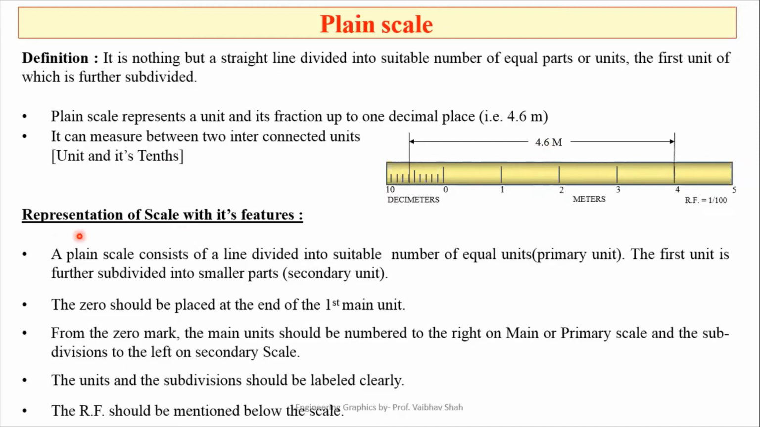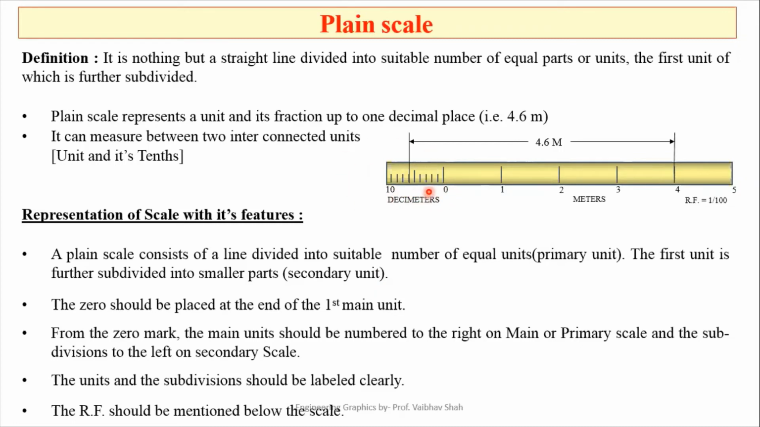Now representation of scale with its features. How to represent the scale? Plane scale consists of a line divided into suitable number of equal units called primary units, like 0, 1, 2, 3, 4, 5. So 0 to 5 are your primary units, or your main unit. The main unit is your meter. Before your decimal place 4, we'll be defining it by meter. Now the first unit is further subdivided into smaller parts, or a second unit, or subdivisions.